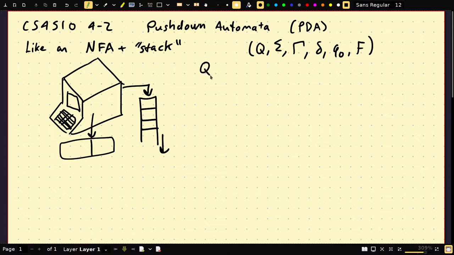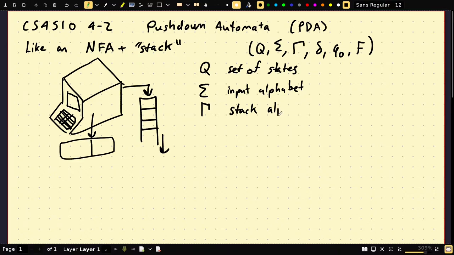So Q is the set of states. Sigma is the input alphabet. Gamma is what we call a stack alphabet. Now you might be thinking, wait a minute, why do we need a stack alphabet? Well, maybe we don't. Sometimes it's convenient if we let sigma equal gamma. We just shorten everything up. Then it's all nice. But in general, this is that part. And this is this part, right?